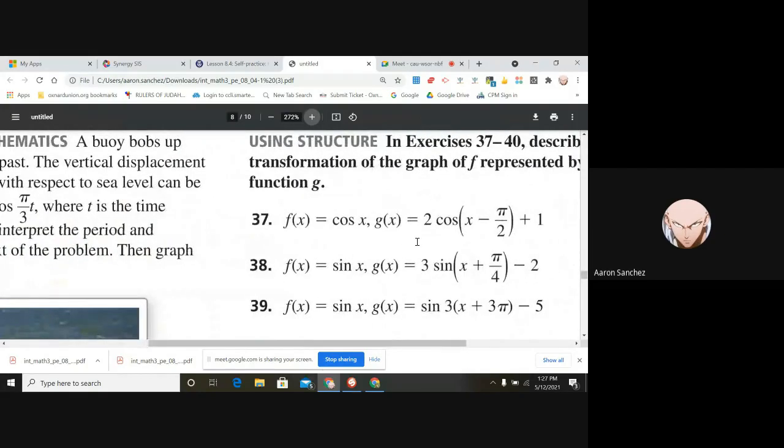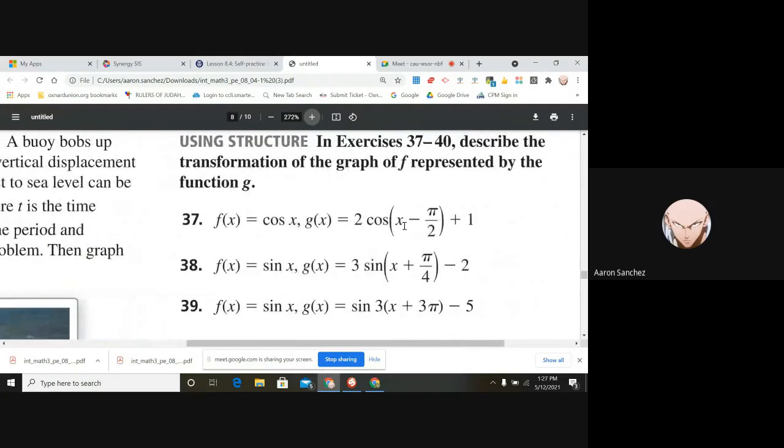So now these have the shifts. In exercises 37 through 40, describe the transformation of the function f represented by the function g. Now, I'm going to graph this so you can describe it. So this is the function f. What's going on? Well, we have an amplitude of 2. We have a horizontal shift of positive pi over 2. It's the opposite of this. So that means we shift it to the right, pi over 2, and then we have a vertical shift of 1. So I'm going to do this one, and then I'll let you guys go.